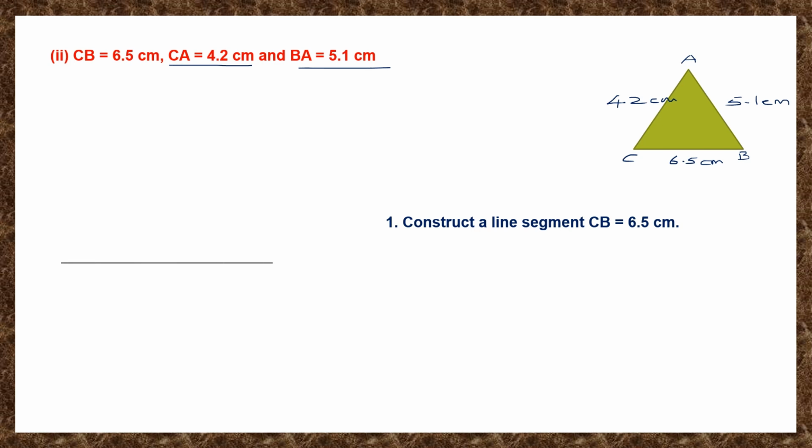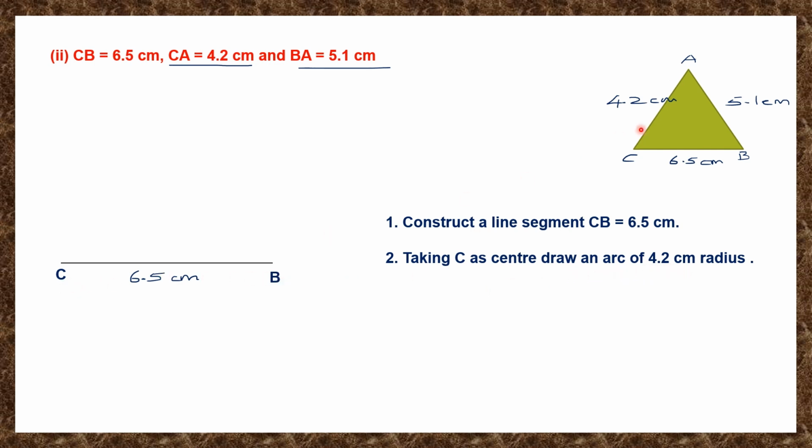So we have CB. Take your ruler, get the correct measurement, name it C and B. So this is 6.5 centimeters. Next step, taking C as the center, draw an arc of 4.2 centimeter radius.